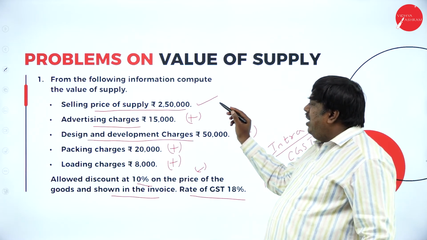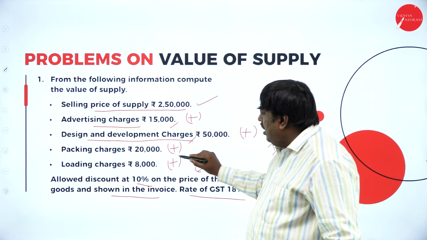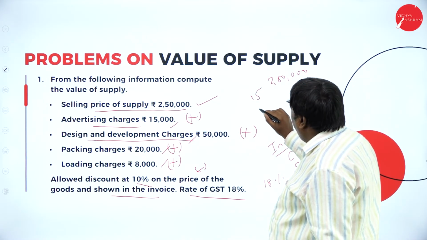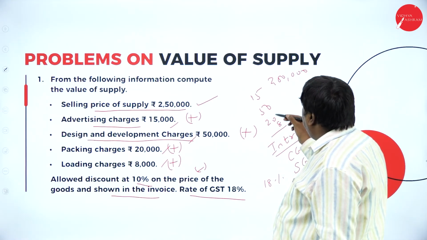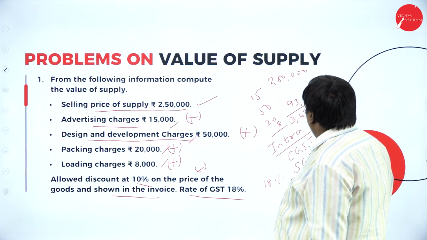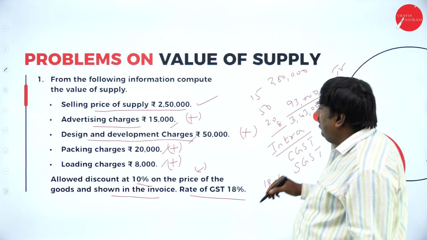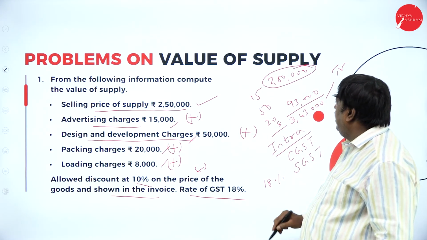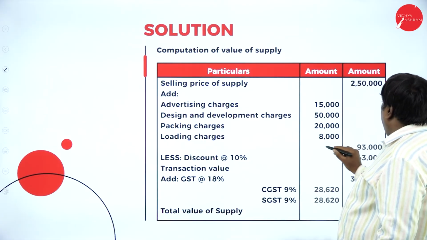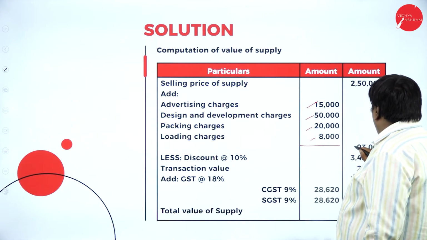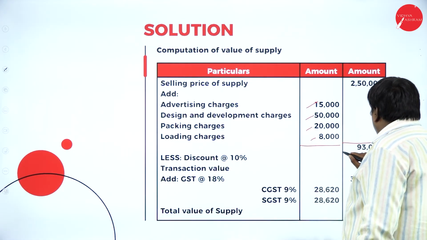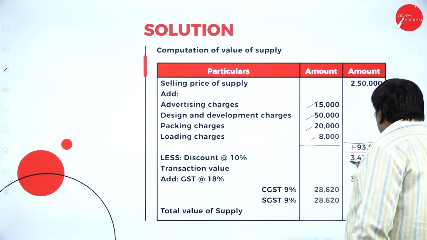So for 2,50,000, we add advertising, design, packing and loading charges. 2,50,000 is the main amount here. Then 15,000, 50,000, 20,000 and 8,000, so 93,000 should be added. 2,50,000 plus 93,000 will be 3,43,000. This will be our transaction value.